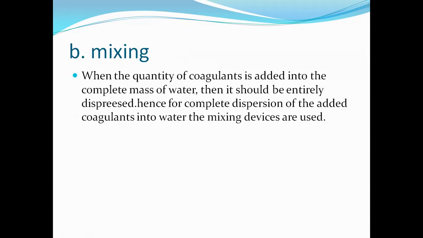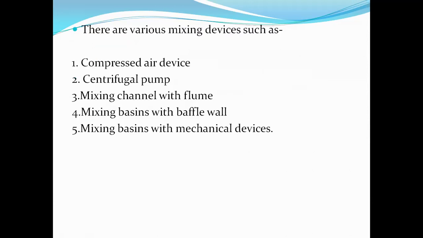In the mixing, the coagulant is mixed into the water with the help of devices. That is, proper mixing of the coagulant into the water takes place in the mixing. Then there are five common devices used for mixing. First is a compressed air device, second is a centrifugal pump, third is a mixing channel with flume, fourth is a mixing basin with baffle wall, and fifth is a mixing basin with chemical device.